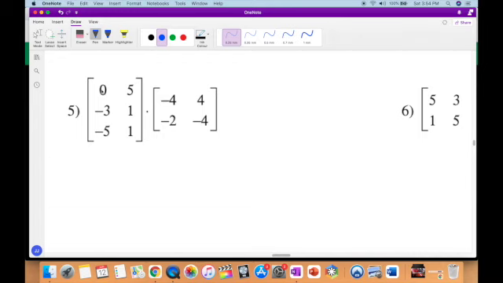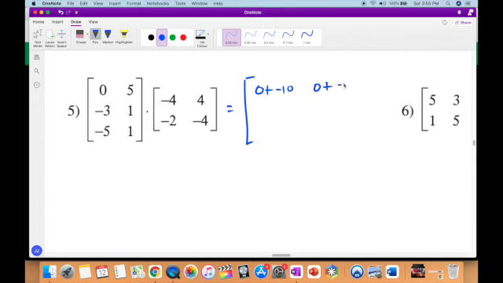So we have this top multiplied by this. So let's do that multiplication first. And I'm supposed to end up with a 3 by 2. So let's see how that works, right? So this top is 0 times negative 4, which is 0, plus 5 times negative 2 is negative 10. Alright? Now I'll multiply this top by this guy here on this side here. So I'll have 0 by 4, 0, plus 5 times negative 4.